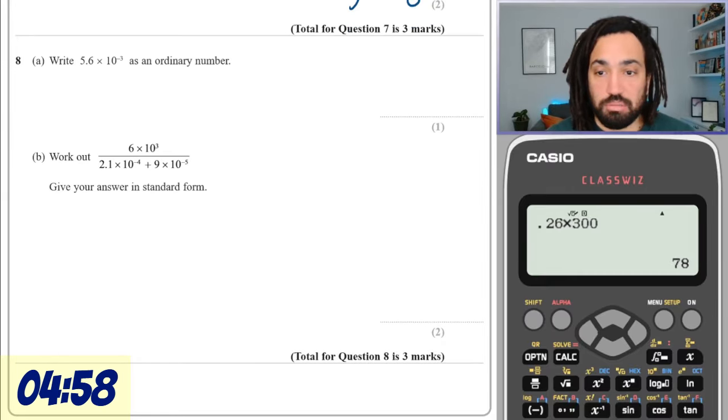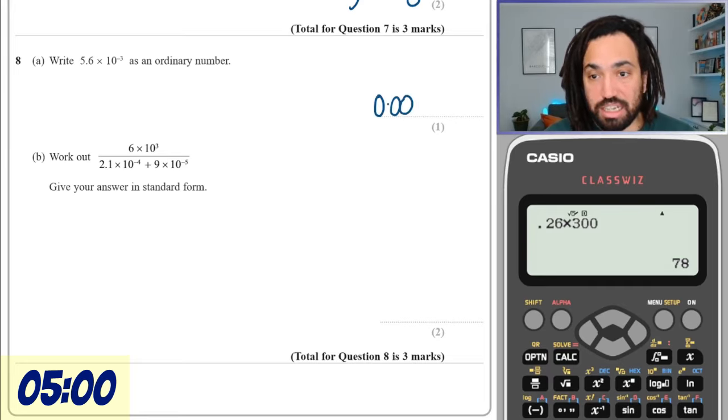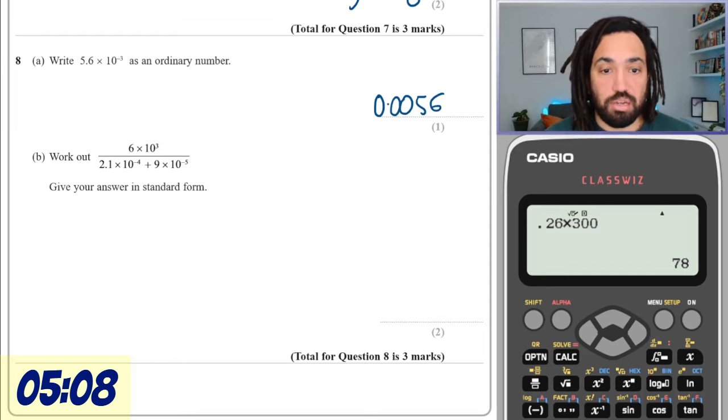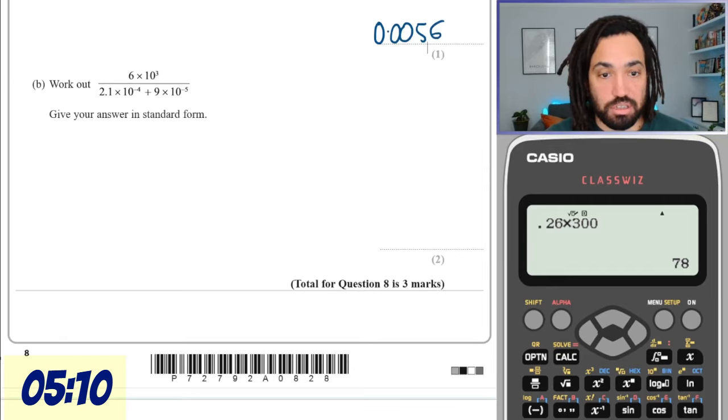Write that as an ordinary number. Well, when it's negative power, it's negative 3. It's just 3 zeros, so it's 0.0056.